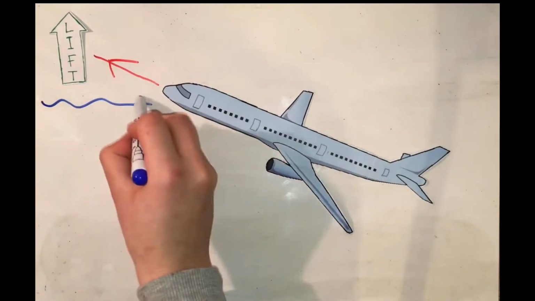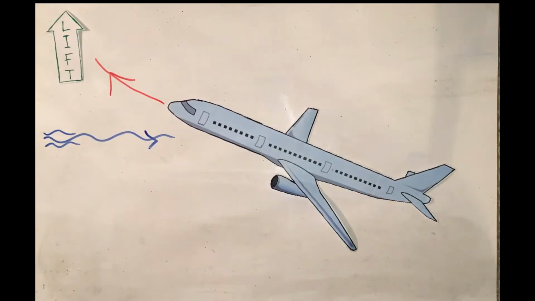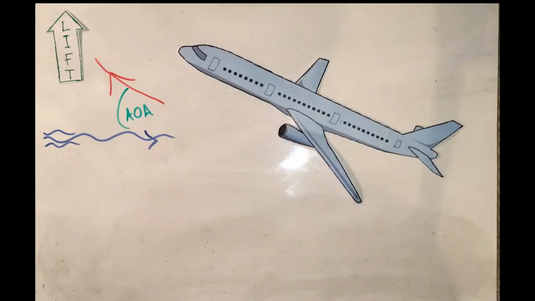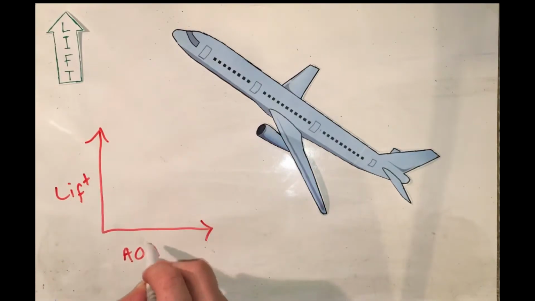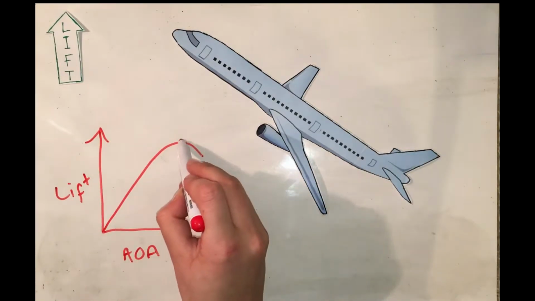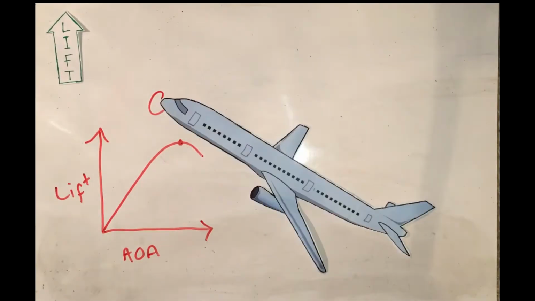The pilot can control lift. By moving the yoke fore or aft, the angle of attack is changed. As the angle of attack increases, so does the lift. When the aircraft reaches the maximum angle of attack, lift begins to diminish. This is known as the critical angle of attack, and stall occurs at this point.